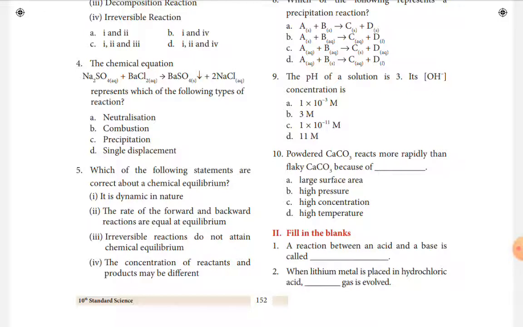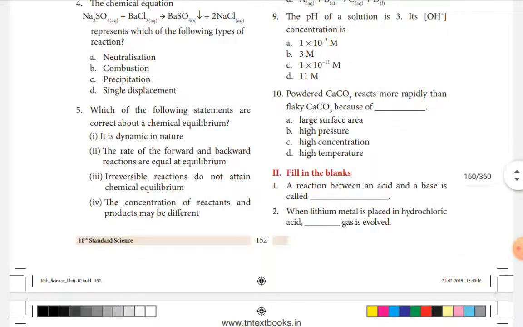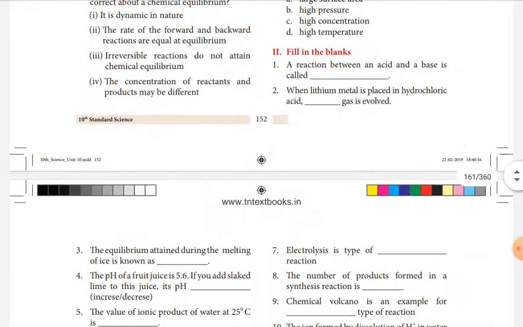Then, powdered calcium carbonate reacts more rapidly than flaky calcium carbonate because a powdered substance provides more surface area. Because of the large surface area, the reaction is faster. So option A. Then filling the blanks: a reaction between an acid and a base normally gives salt and water. That is called a neutralization reaction.